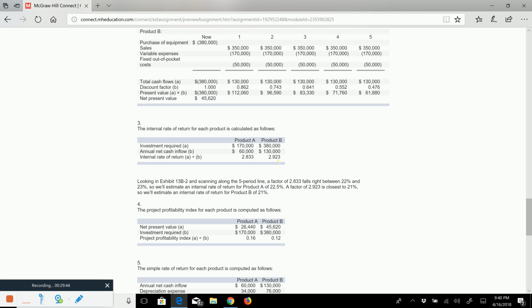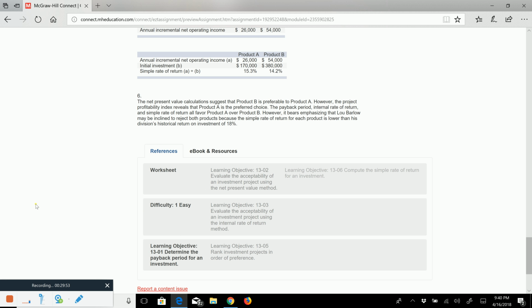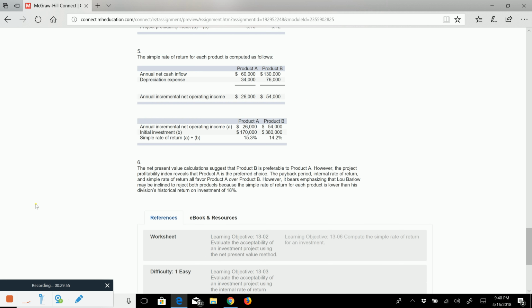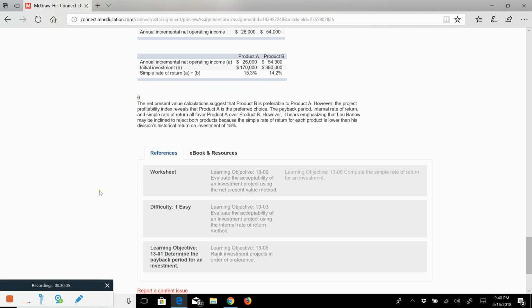And product B, 2.923, that falls closer to a factor of 21%. So using the internal rate of return, product A is going to have a higher internal rate of return. We would choose product A.